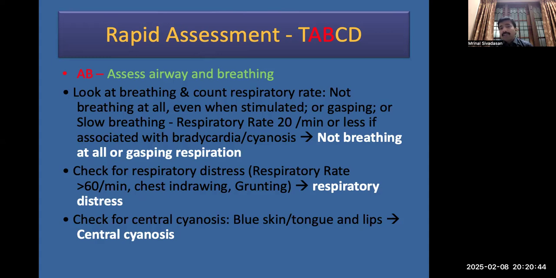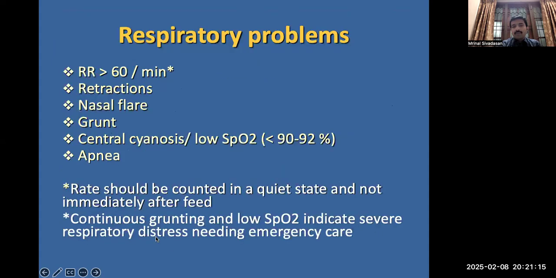Apnea is defined as a lack of breathing for more than 20 seconds, or less than 20 seconds if there is bradycardia and desaturation. And check for respiratory distress, where respiratory distress is defined as a respiratory rate of more than 60 with chest indrawing, grunting, or nasal flaring. One of the three may be present. Then that is a respiratory distress case. Then check for central cyanosis, that is, blue skin, tongue and lips. That is central cyanosis.